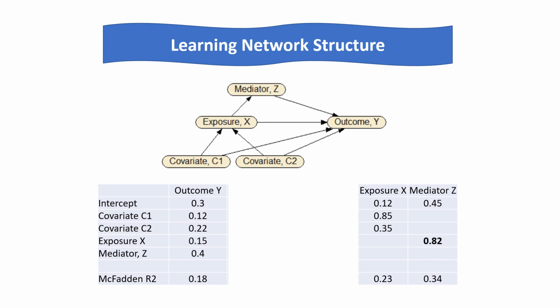The mediator variable Z is regressed on exposure variable X, covariate C1 and covariate C2, but only X is a direct predictor and has a non-zero coefficient in the regression. An arc is drawn from the exposure variable X to the mediator variable Z, but nothing is drawn from covariates to the mediator, as those nodes are related indirectly.